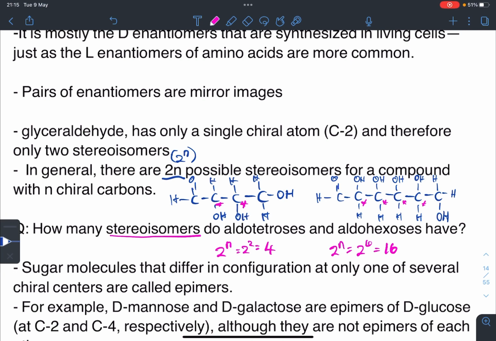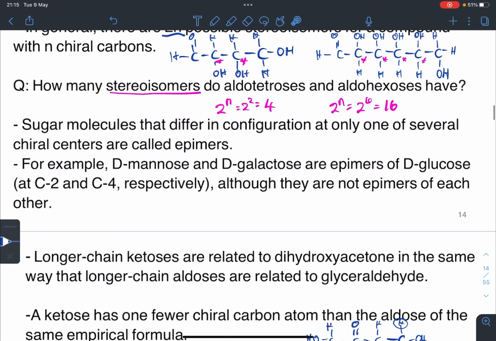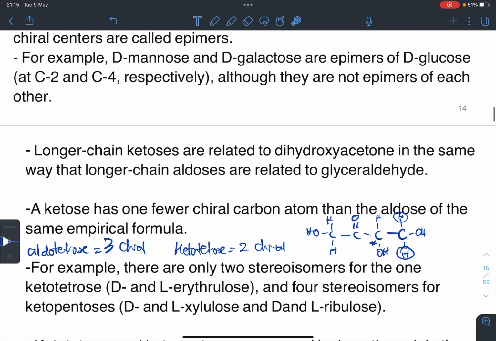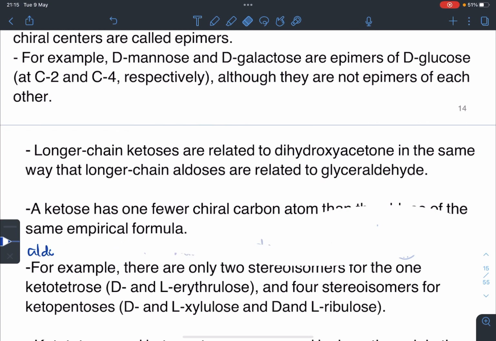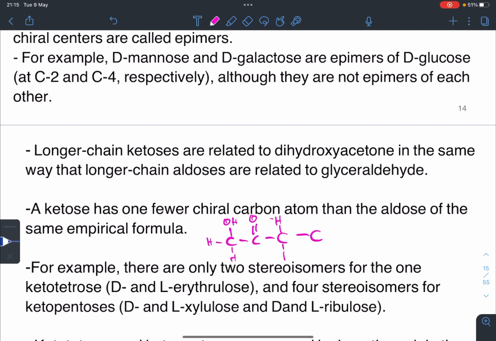Of course, if we go down, we realize that ketose is a bit different. Let me take away these labels I had here. So ketose is just like 1, 2, 3, 4. So the double bond is here. Remember that for ketose. Don't ever forget that. And the only difference between ketose and aldose is that you have 1 less chiral carbon on ketose than aldose. So let me show you what I mean right here.